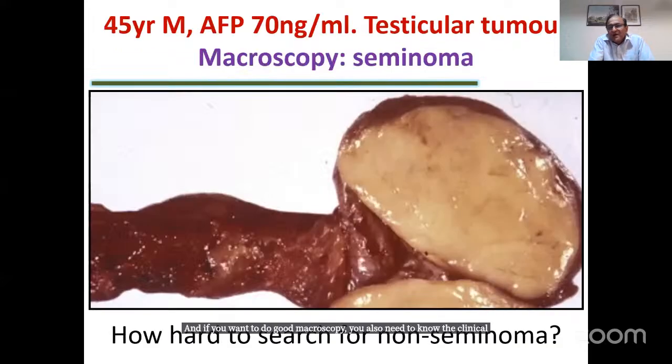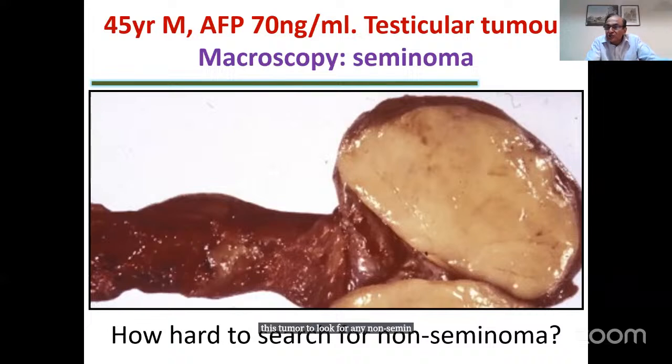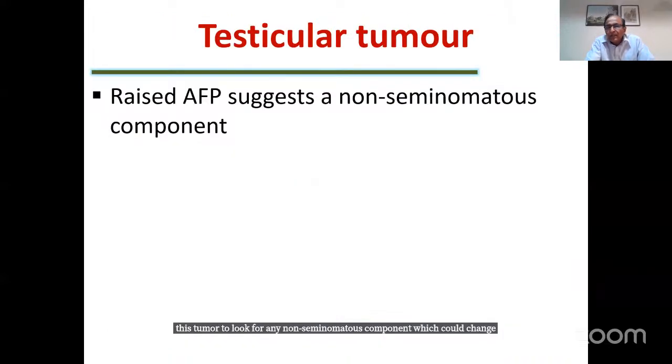So let me give you an example. I've got this testicular tumor. It's got a very fleshy, very homogeneous appearance. It looks like it's probably a seminoma. But the AFP is raised. So that means the patient is likely to have a non-seminoma. So how hard should I search for a non-seminoma? Do I need to embed this whole tumor to look for any non-seminomatous component which could change the management?